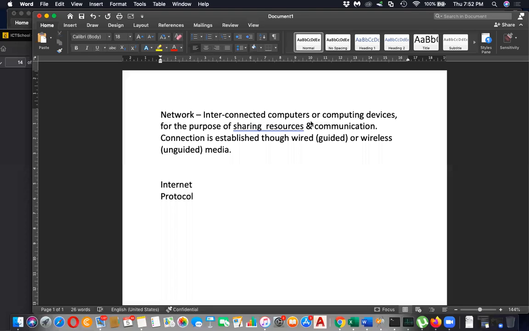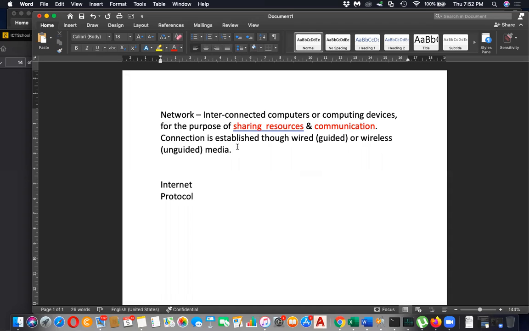Okay. Network. A network is interconnected computers or computing devices for the purpose of, so one important role is sharing resources, as I said, I'll highlight. And the second important role is communication. And it can be connected. The computers can be connected via wired media or wireless media.